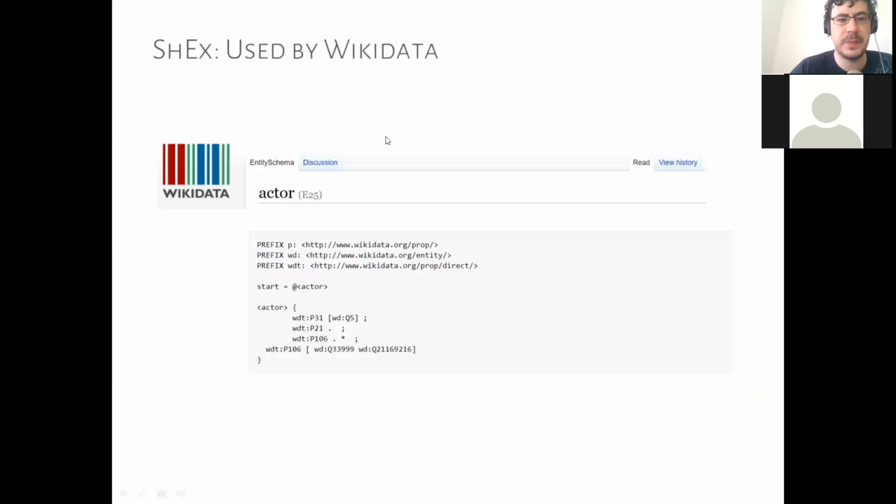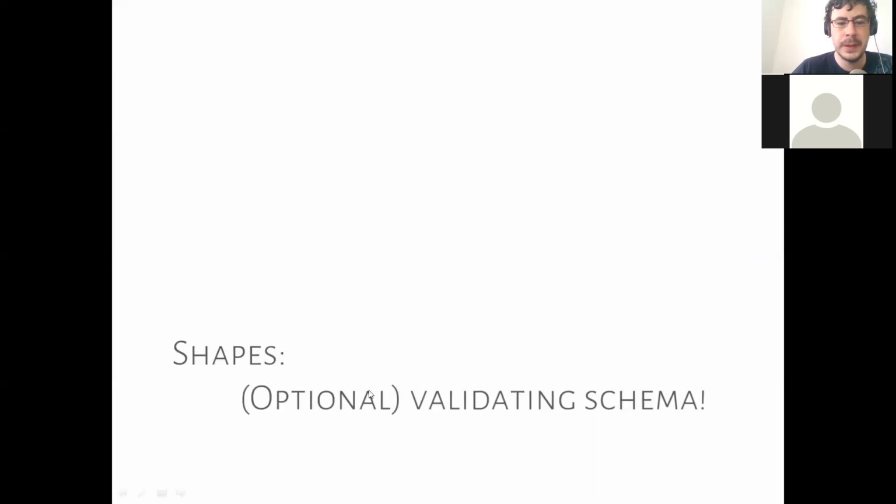SHEX is also used by Wikidata, for example. Wikidata uses shapes in order to check or validate the description and the completeness of certain types of entities, for example, actors. I won't go into too much detail on SHEX because it's quite similar to SHACL. Mainly there are syntactic issues and a couple of other minor differences, but it's the same idea. So shapes provide us this optional way to describe a schema, to validate RDF graphs.